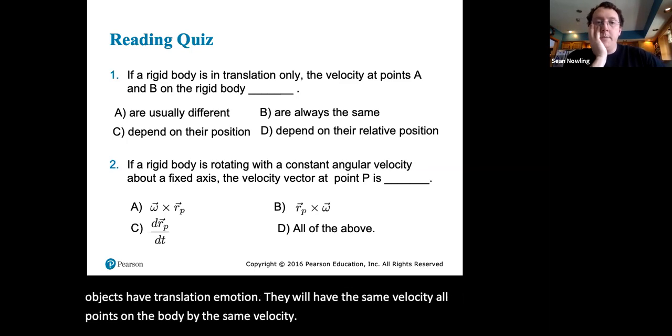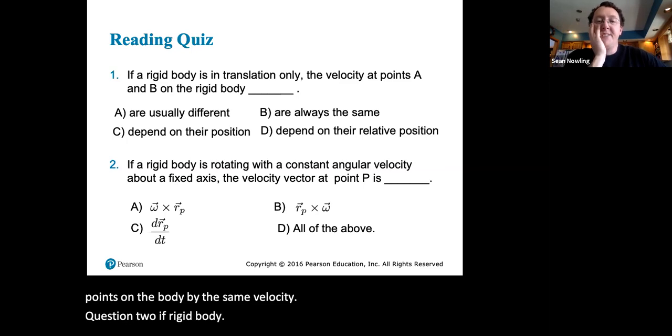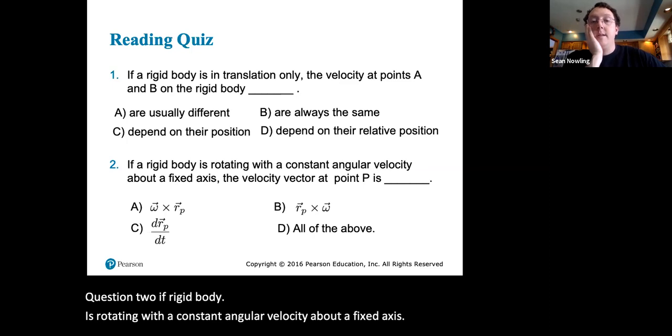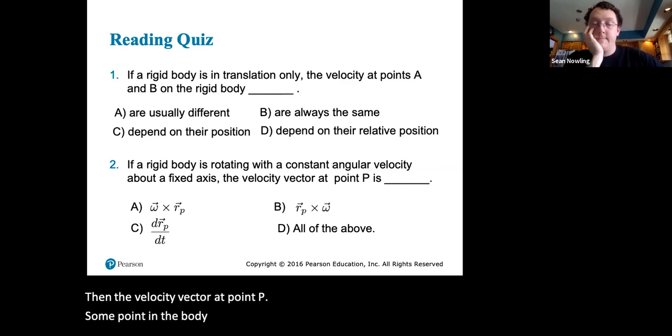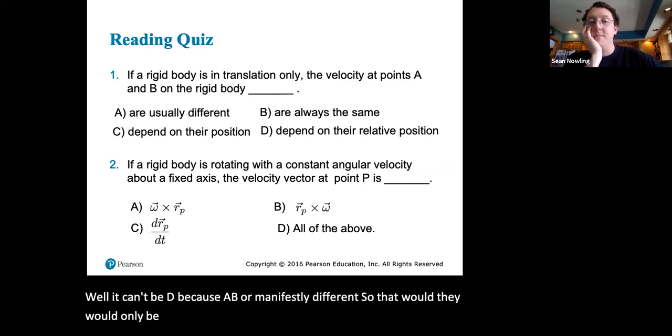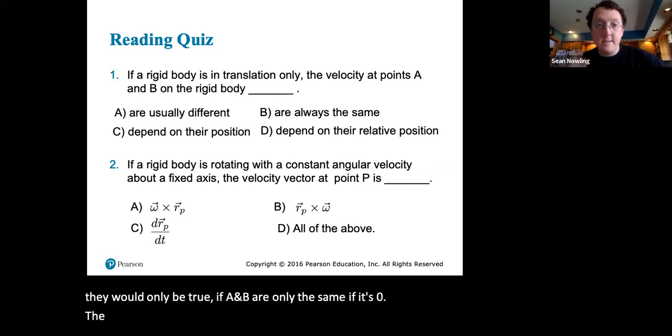Question 2: if a rigid body is rotating with a constant angular velocity about a fixed axis, then the velocity vector at point P, some point in the body, is blank. Well, you know it can't be D because A and B are manifestly different. They would only be the same if it's 0. The answer is A, that's the right expression.